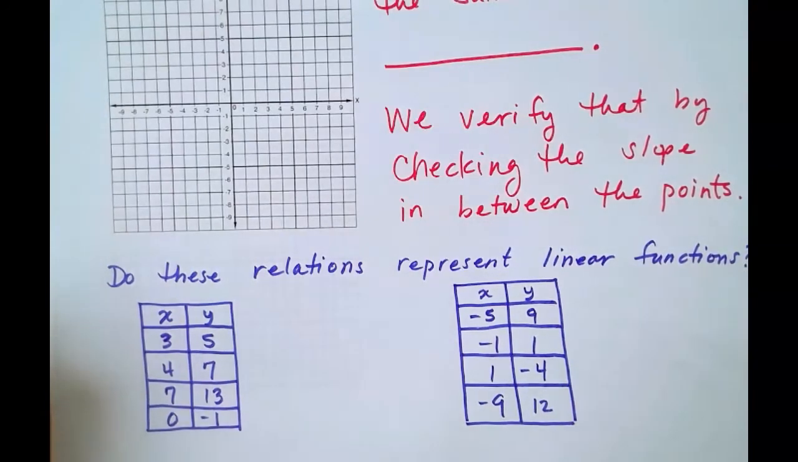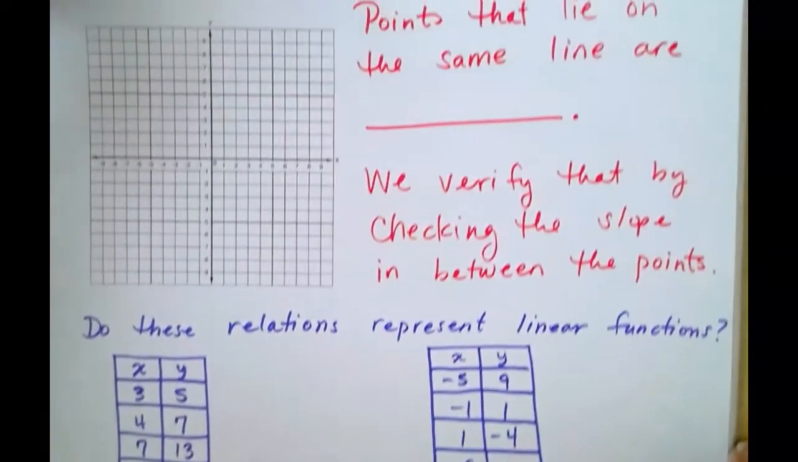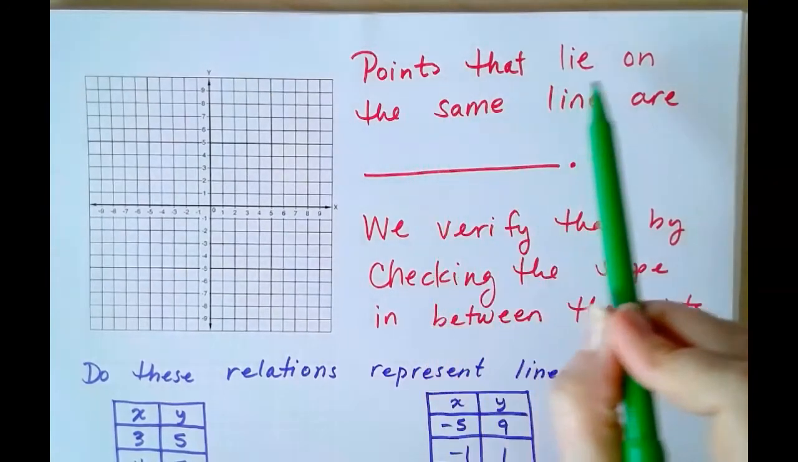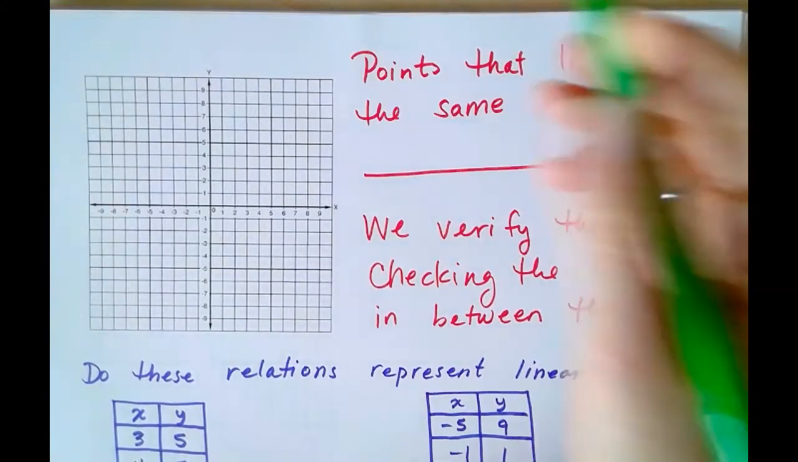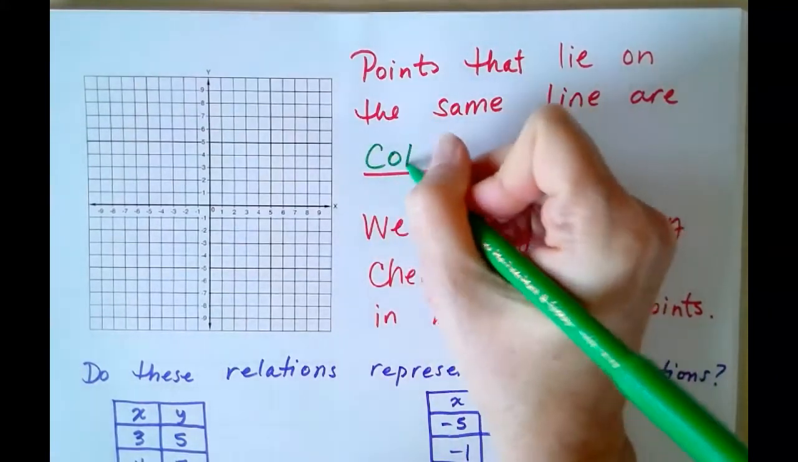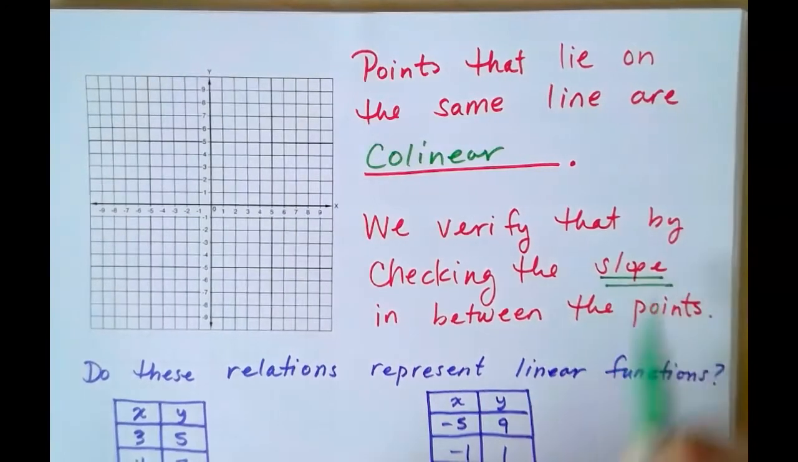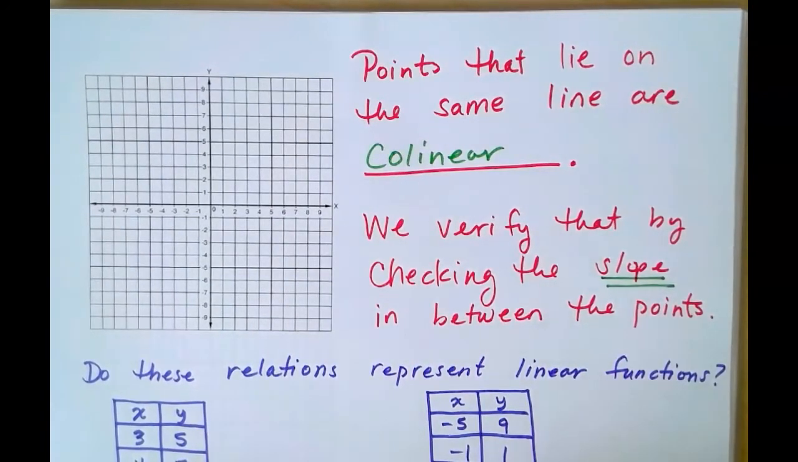Now, we have an application here, and it's a new vocabulary word. Points that lie on the same line are said to be collinear. Collinear points. We verify by checking the slope in between the points. So do these relations represent linear functions? Well, let's see if we can graph some of these. So I'll try graphing these and we can see if they're on the same line.